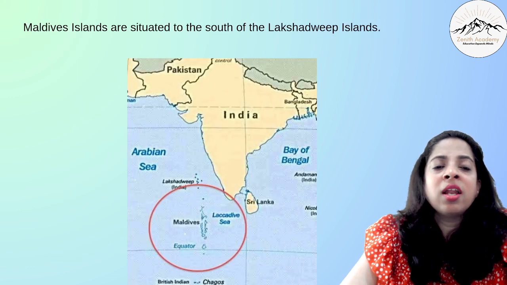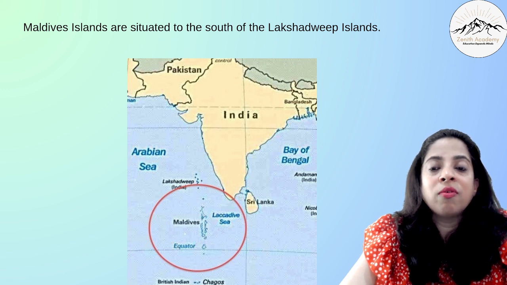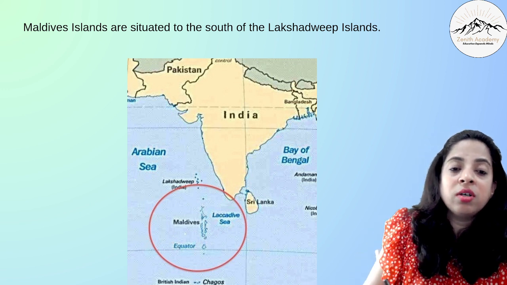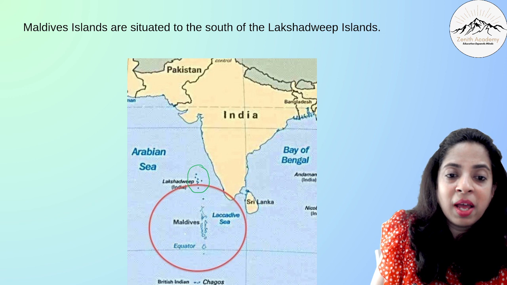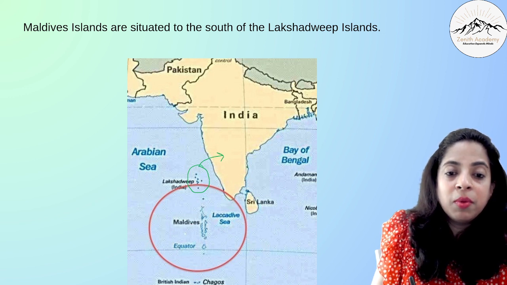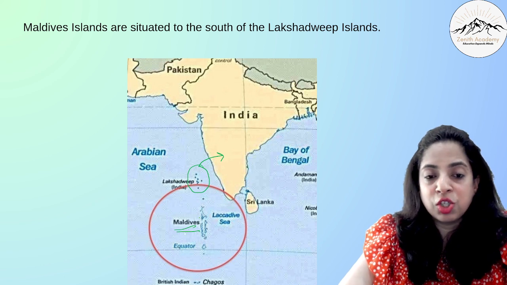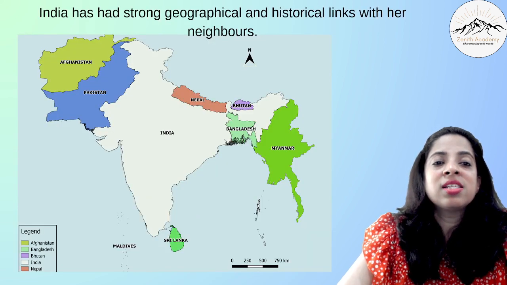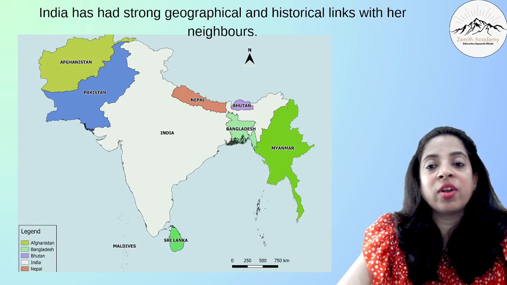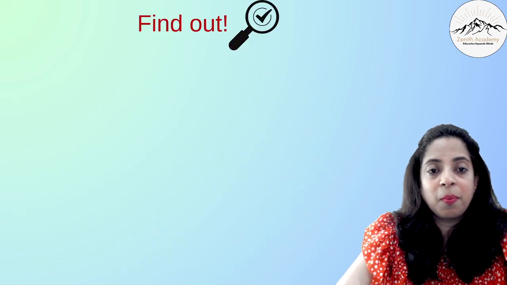Now, Maldives Islands are situated to the south of the Lakshadweep Islands. If they ask you the position, these are Lakshadweep Islands which belong to India, but Maldives are our neighbors. Okay, and they are south of the Lakshadweep. India has had strong geographical and historical links with her neighbors.